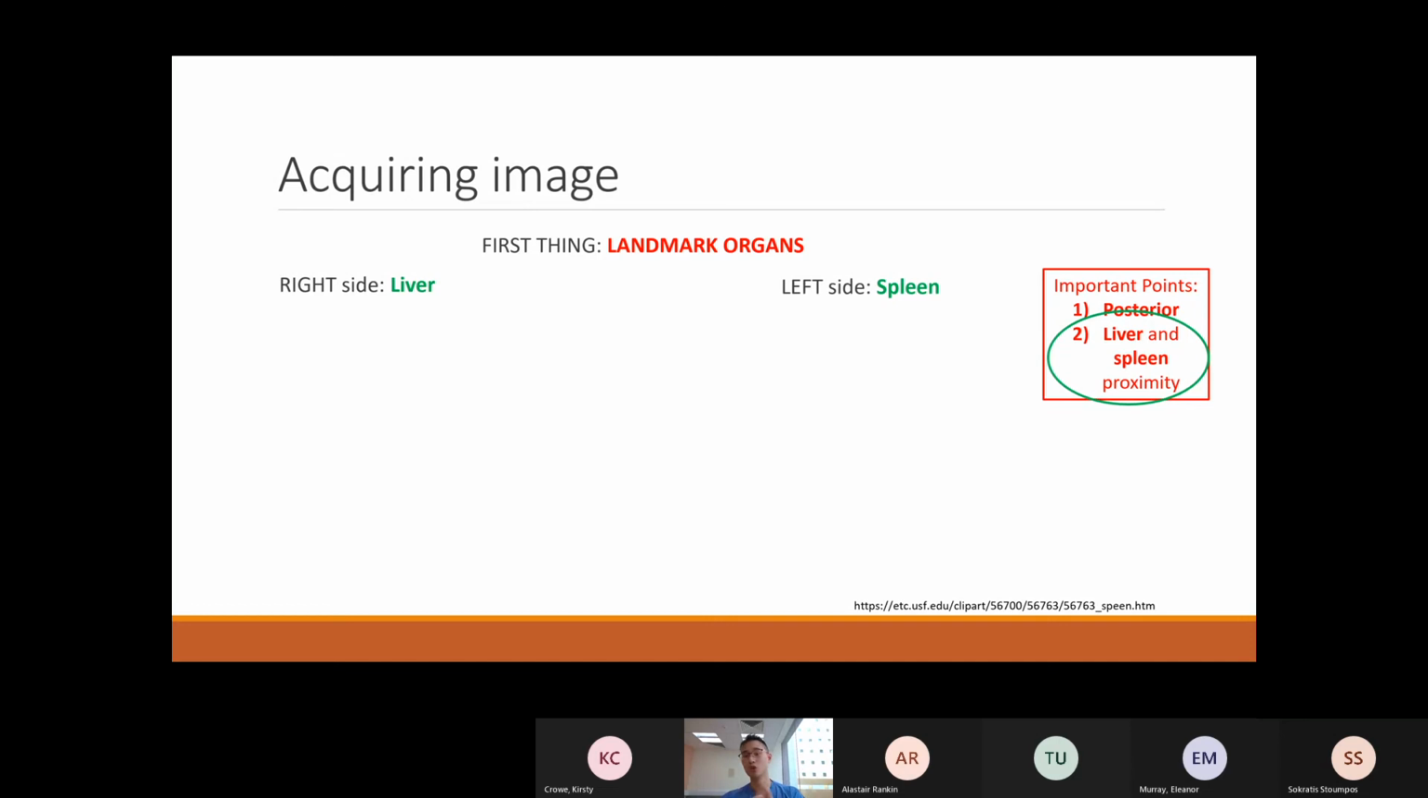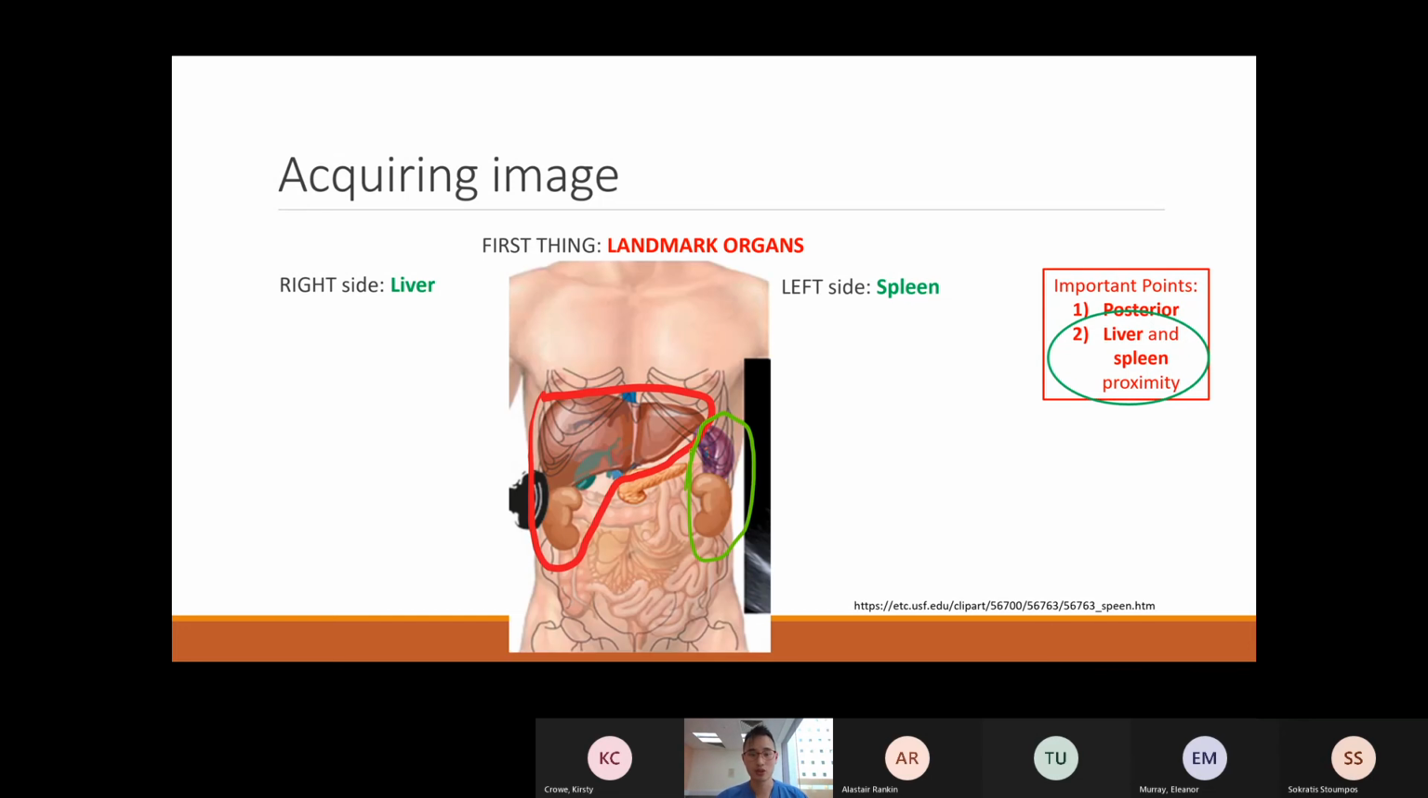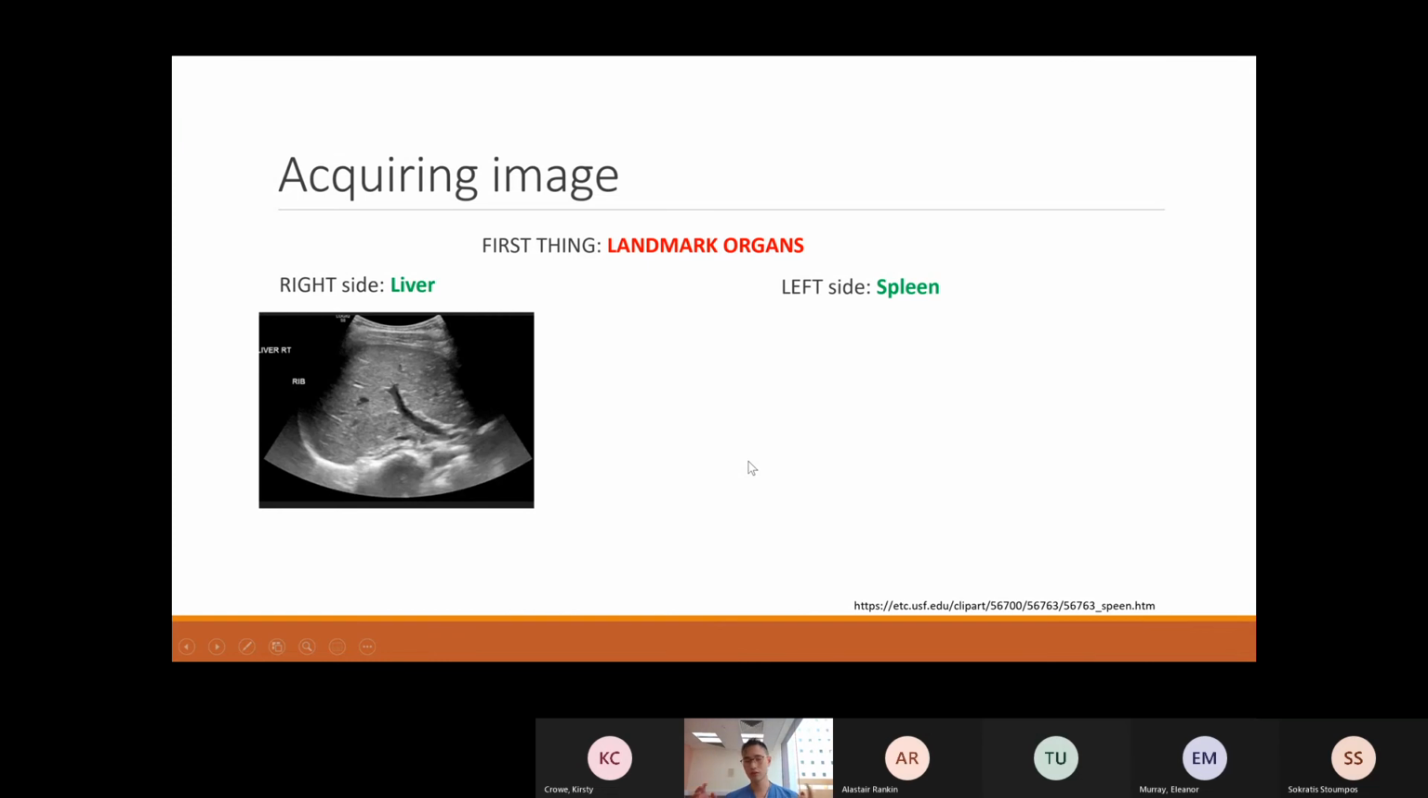You look for them first. Don't look for the kidney first. You look for your liver first on the right side, and on the left side you look for your spleen first, and it's important. So again, that's just a picture to remind you why I'm saying that. Once you find the liver, if you look downwards, you will find your kidney, and the same goes for the spleen. So you put the probe on the right side, and that's your liver.